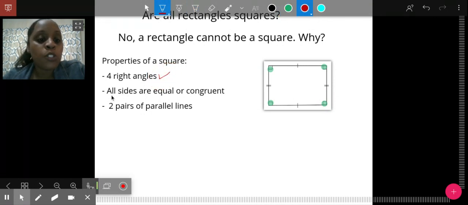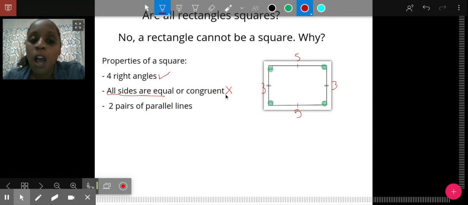In order to be a square, all sides are equal or congruent. In a rectangle, are all sides equal? No. Opposite sides are equal. So if I said this was, let's say, 5, this is 5, right? And if I could say this side is 3, then this side would be 3. And in order to be a square, all sides are equal. Does that fit it? No, it doesn't.